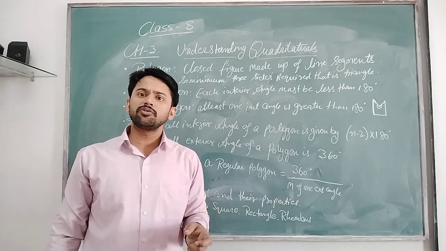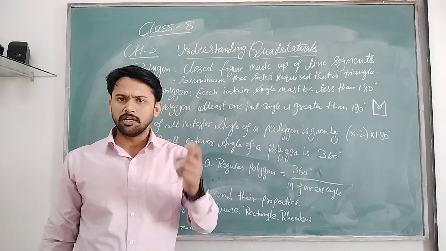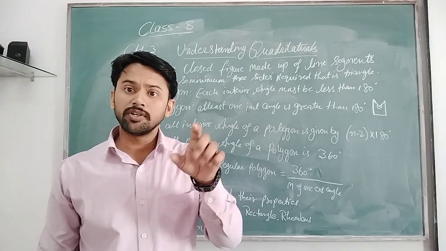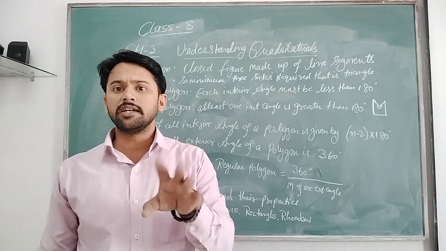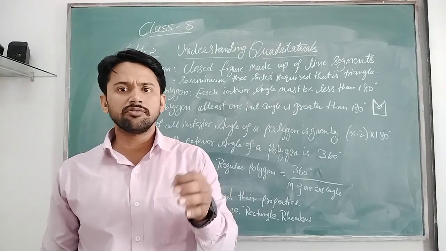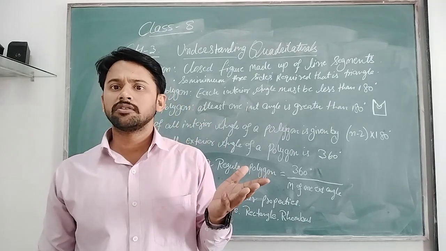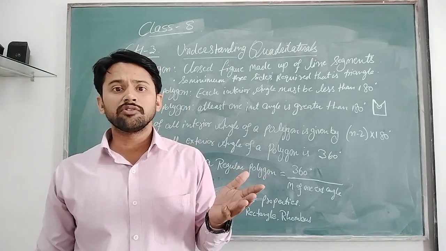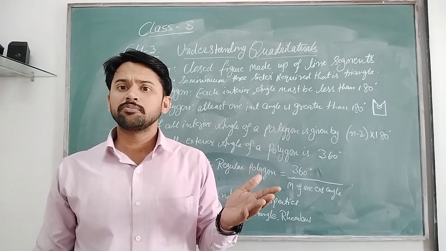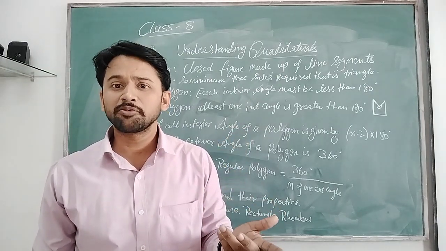Means sir, if you want to know the number of sides, just have an example. If I am saying that the measure of one exterior angle is 90 degrees, so sir, what will be the number of sides? So 360 divided by 90, that will be 4. Means sir, that is a square. Clear? Now if the measure of one exterior angle is 120 degrees, then simply you have to divide 360 by 120, that is 3. That is a triangle. Earlier I have told you.